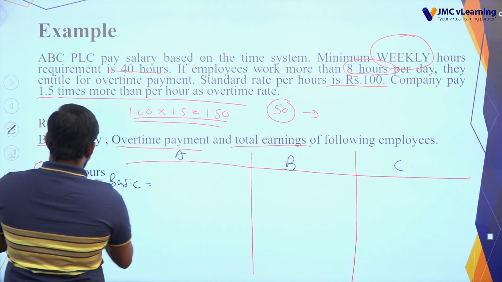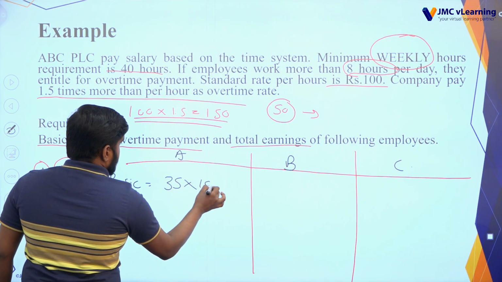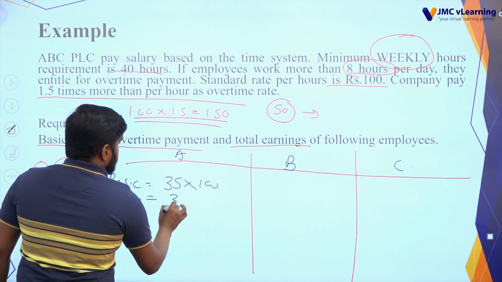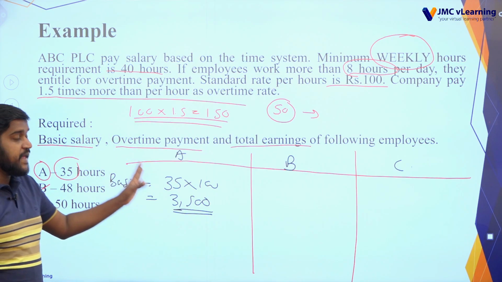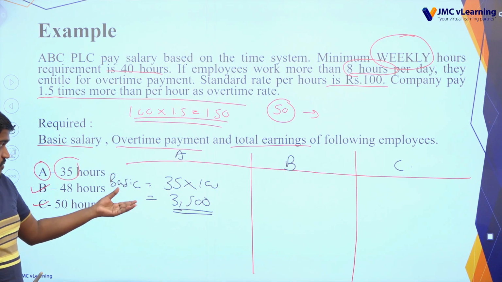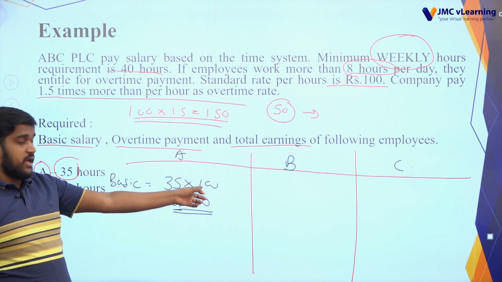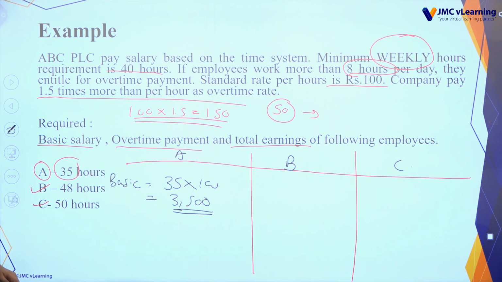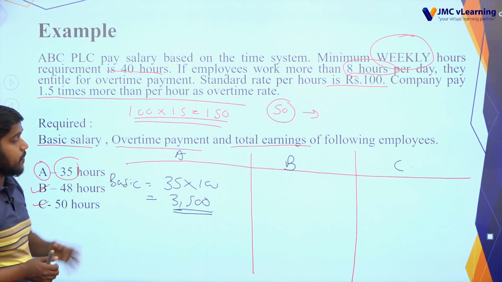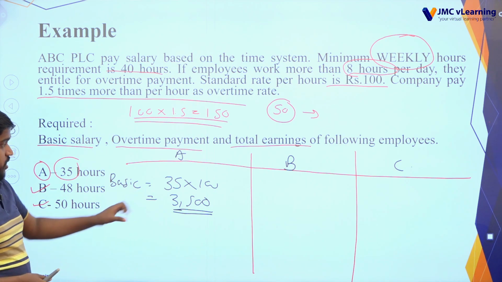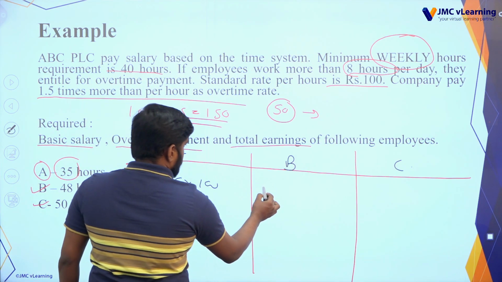Then when we come to A, he worked 35 hours. Then we can multiply it by 100. Then basic salary is 3,500 for A. How can we get that? 35 is work hours. Then we multiply it by 100, which is the per hour rate. Then he doesn't entitle for overtime payment. Therefore, we don't need to calculate overtime payment for A. Then when we come to B, we need to calculate basic salary.